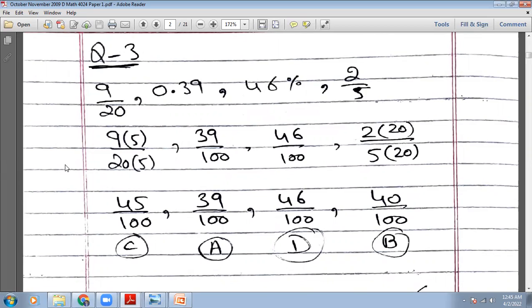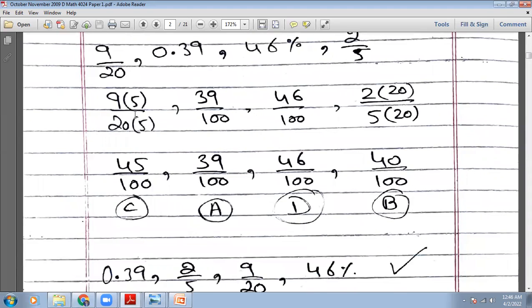Multiply the first fraction by 5, numerator and denominator both. You get 45 by 100, 39 by 100, 46 by 100. And in the last fraction, multiply numerator and denominator both by 20. So you will have 40 by 100. Now, because the denominators are the same, simply by comparing the numerators, I can tell which fraction is smallest. So 39 by 100 is smallest, then 40 by 100, then 45 by 100, and then 46 by 100.